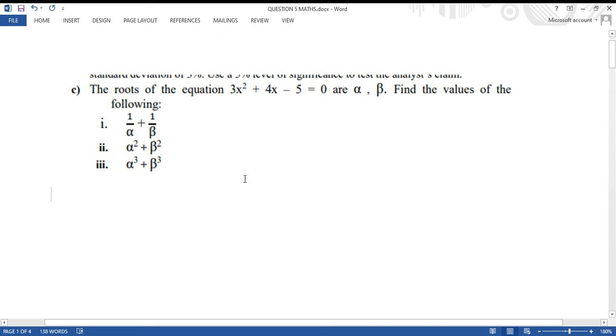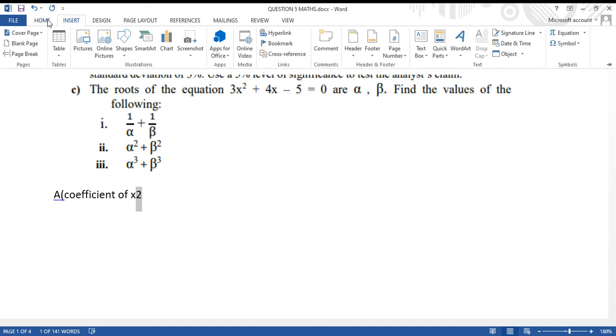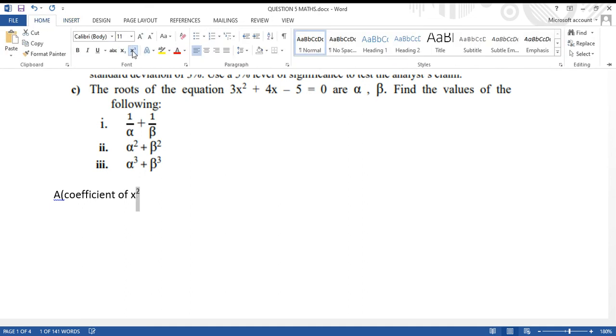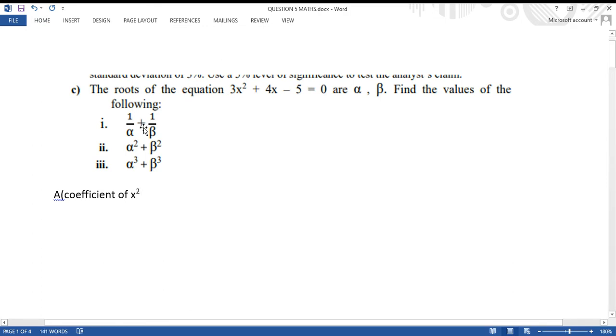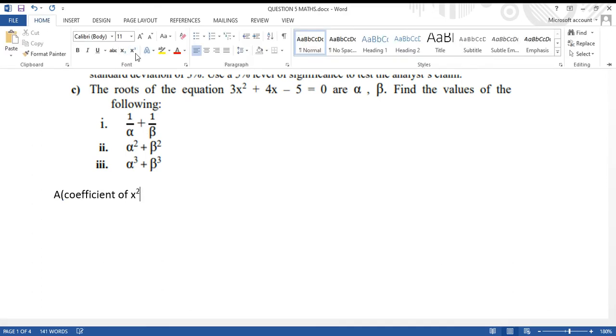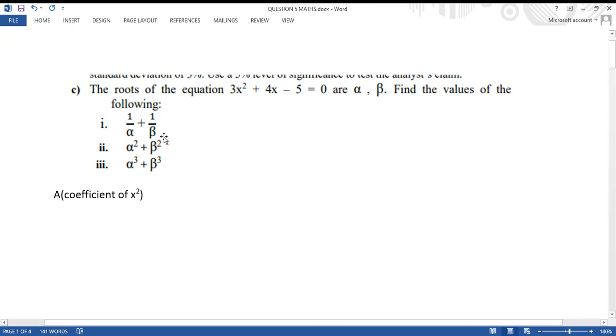So we have to get our a, b, and our c. What are those? a represents the coefficient of x squared. So the coefficient of x squared is 3, right? The coefficient is just a number that comes before a variable. So the coefficient of x squared is 3. b is the coefficient of x.